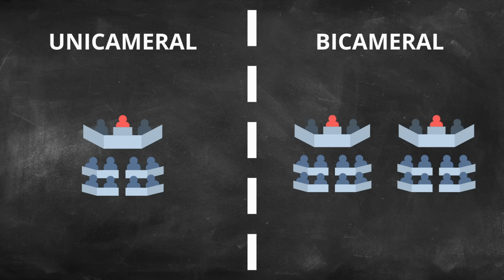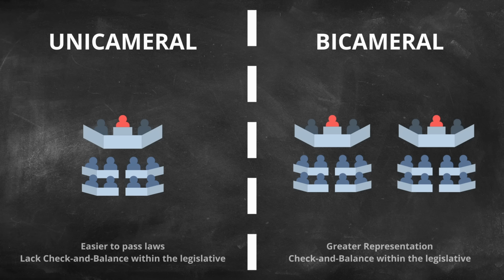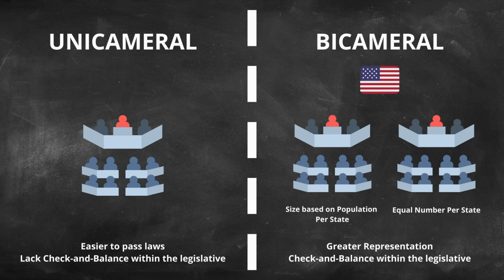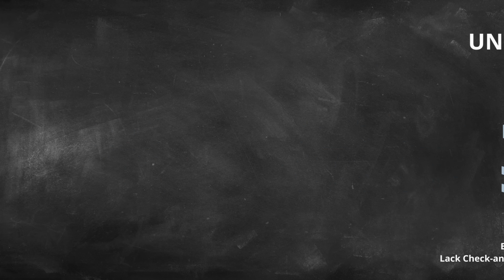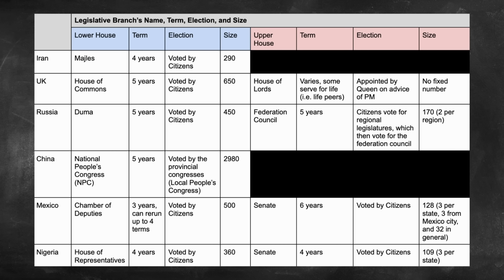These bodies are called chambers or houses depending on the country. A country with a unicameral chamber may have greater ease with passing laws, but they will lack a check and balance system within the legislative system. Bicameralism usually allows greater representation, and depending on the country, they may try to accurately represent the will of the people. For example, in America, the House of Representatives reflects the population size, while the Senate provides an equal number of senators per state. Here's a chart that shows the name, term, and the sizes of the houses in our 6 AP countries.